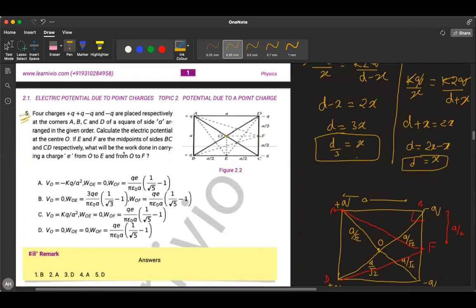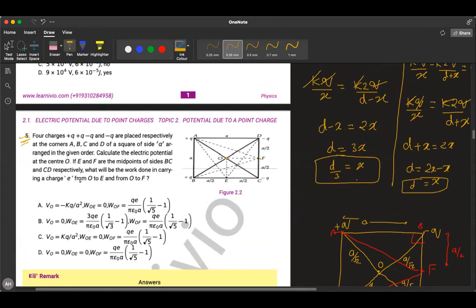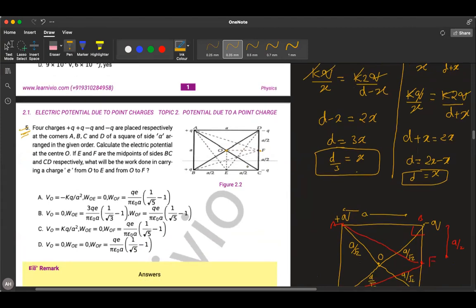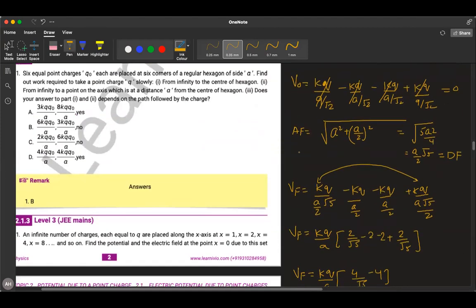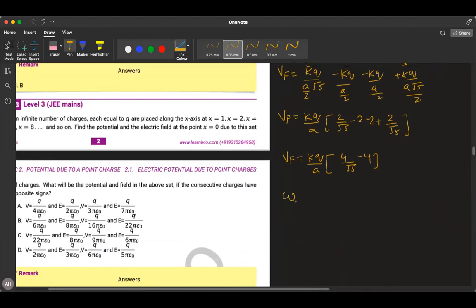So what do we have to calculate? What will be the work done carrying charge E from O to E and from O to F? First, O to E. Where is E? This is E. Let's first calculate the work done from O to F, then we'll decide. So for the work done from O to F, you are carrying an electron. It's minus E times the potential at F minus the potential at O.